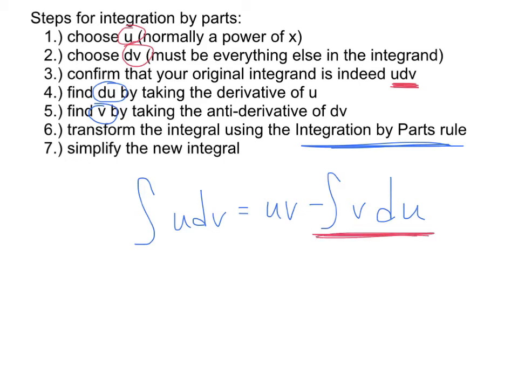Now, occasionally, that new integral also requires integration by parts. We're going to look at one of those problems next, so brace yourselves. Here it comes.